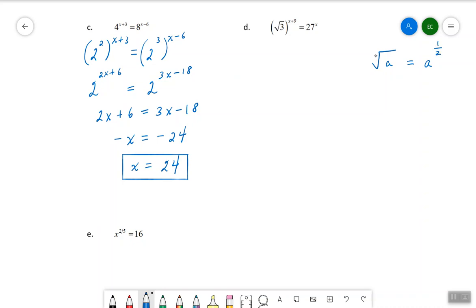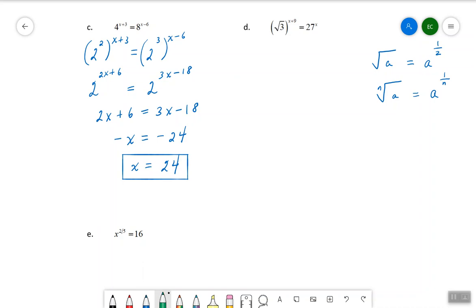Remember, there's an index on every root. When the index is not written, we assume it to be a square root, or an index of 2. And if you have, say, the nth root of a, then that would be the same as a to the 1 over n.